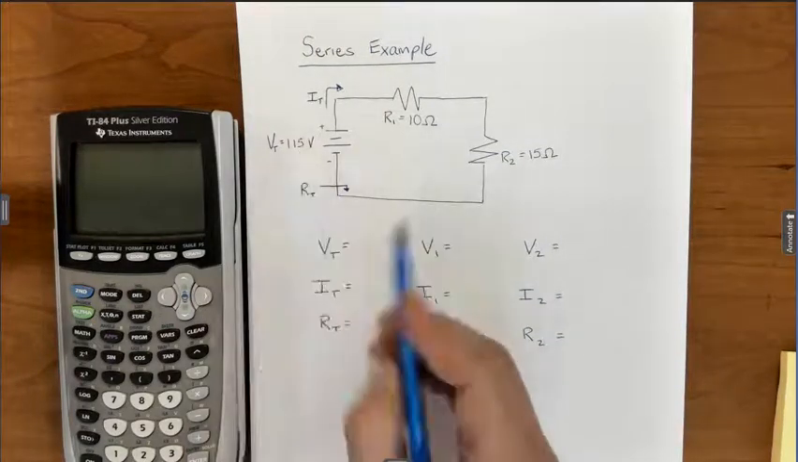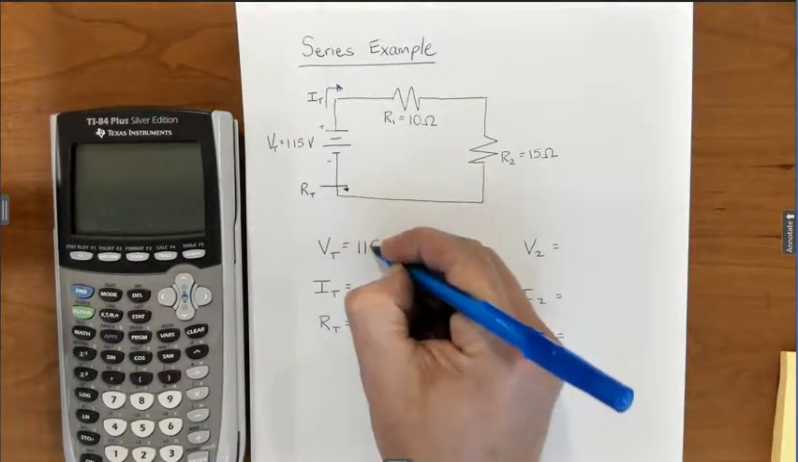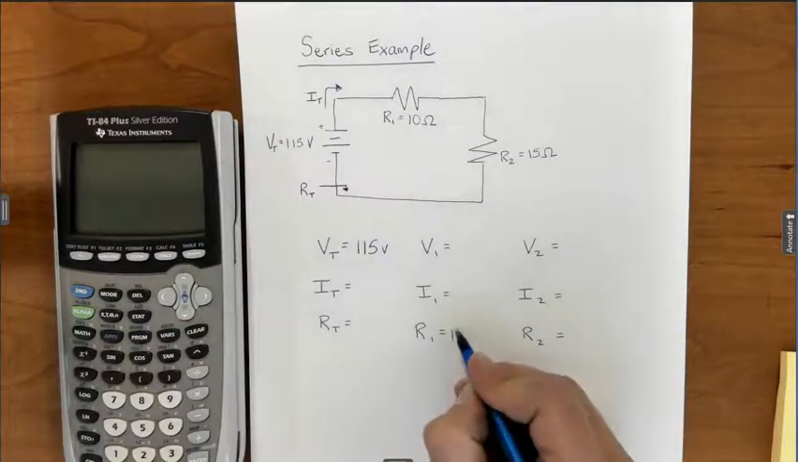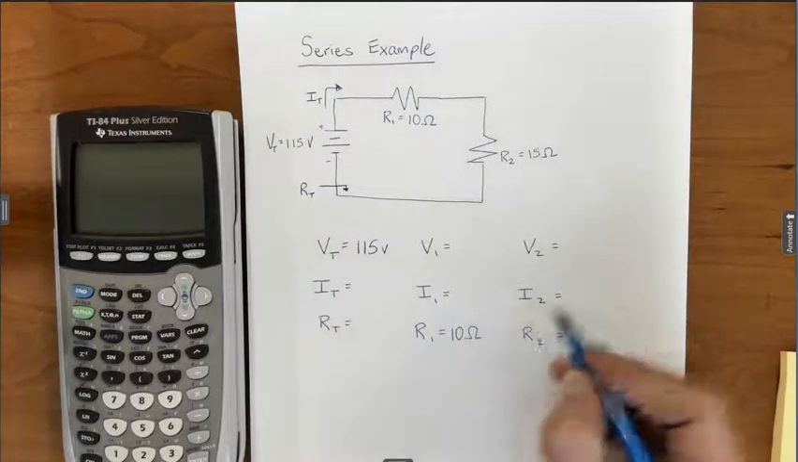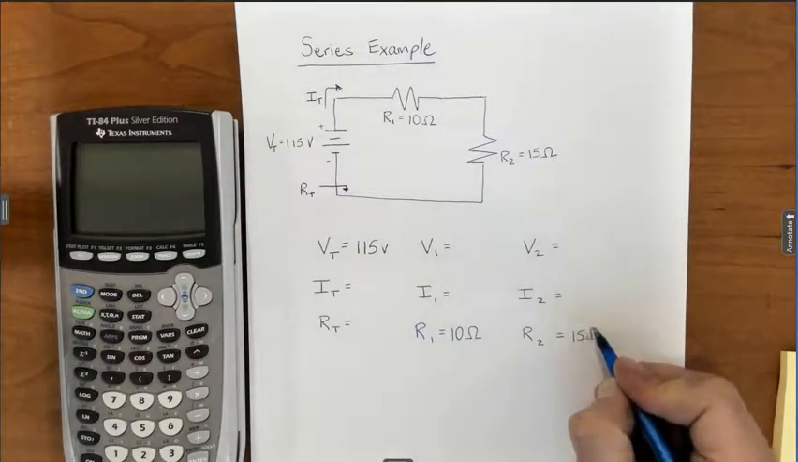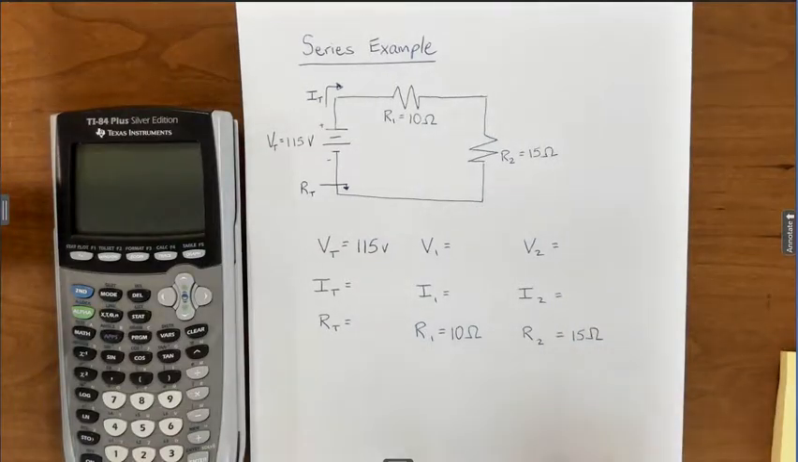So let's fill in. We know the total volts is 115. We know the resistance of the first resistor is 10 ohms, and the resistance of the second one is 15 ohms. Like that.